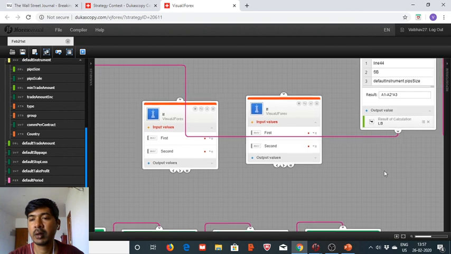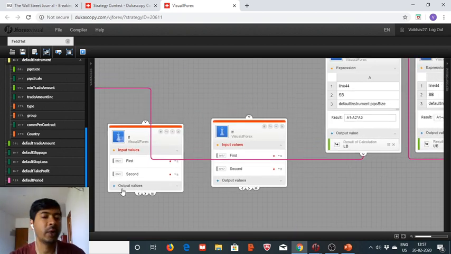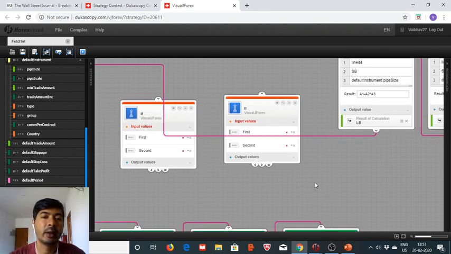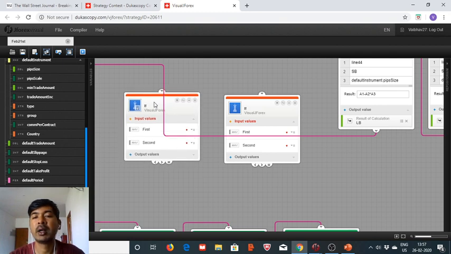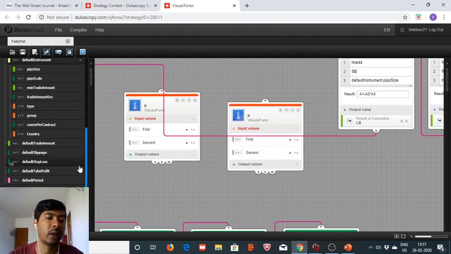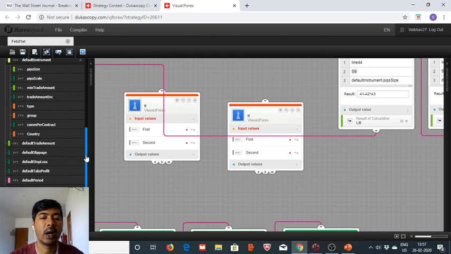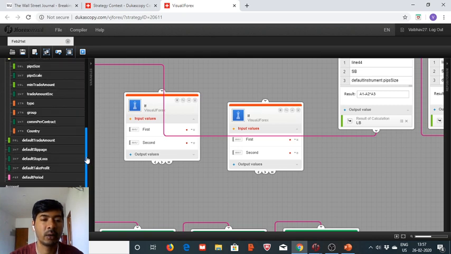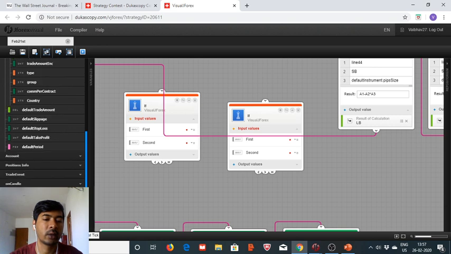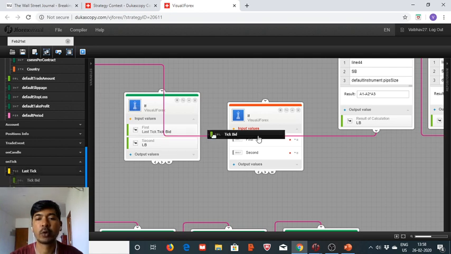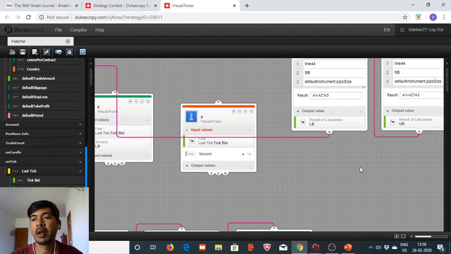Let's get this value here. We will need the last tick bid to be greater than the lower band and less than the upper band. So what we do, when the buy trade is going to happen, we will be utilizing the last tick bid. When the sell trade is going to happen, we will be utilizing the tick ask. So on tick we bring in here, and we see that last tick bid is supposed to be greater than the lower band, and last tick bid is supposed to be less than the upper band UB.